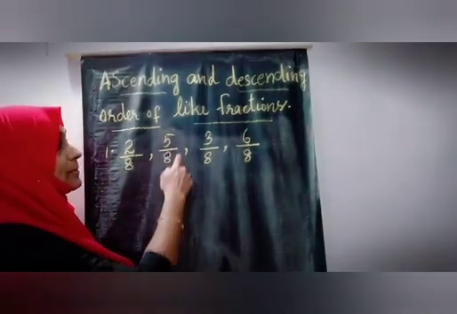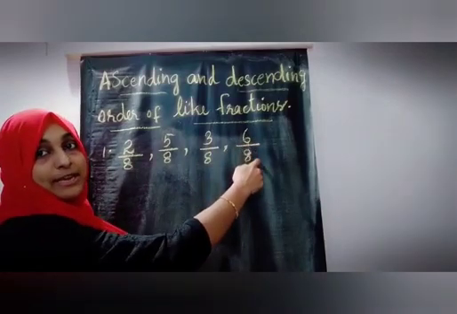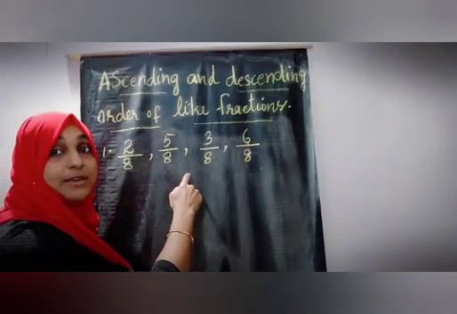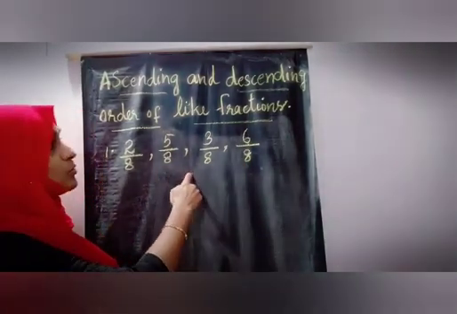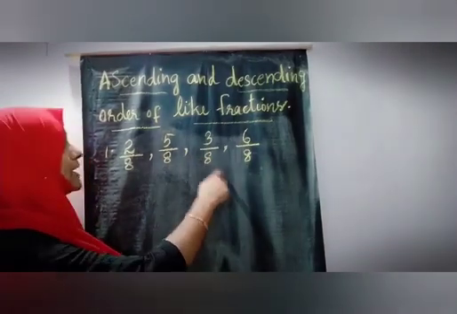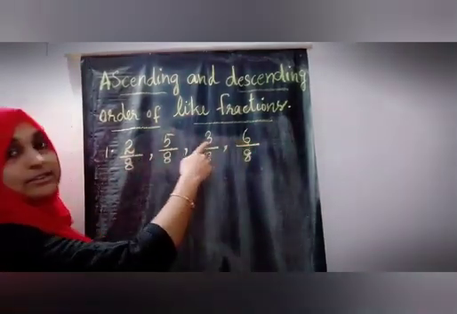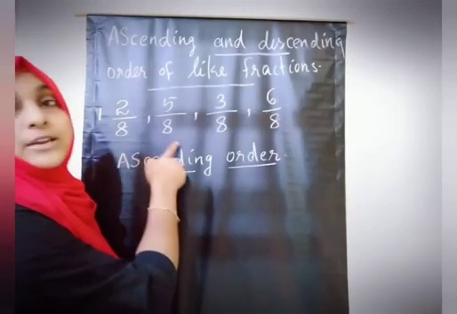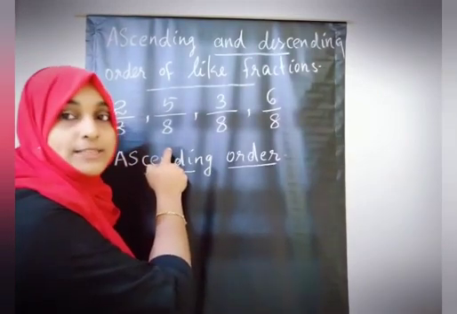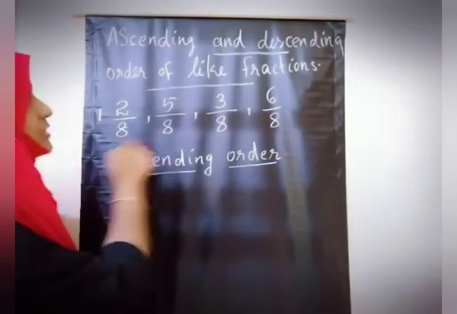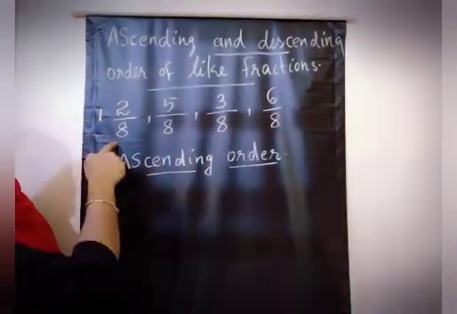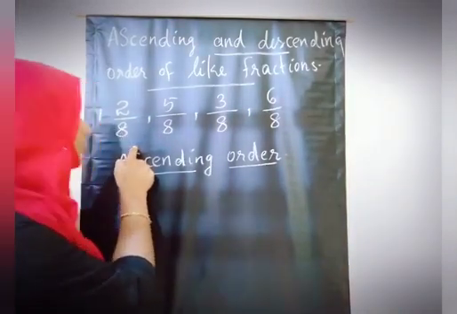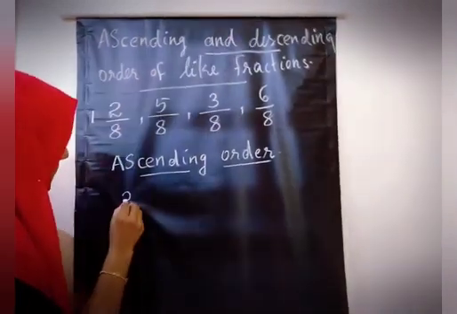2 by 8, 5 by 8, 3 by 8 and 6 by 8. These are like fractions because they have the same denominators. So in the case of like fractions, we consider the numerators. Here the numerators are 2, 5, 3 and 6. The fraction which has the smallest numerator is the smallest fraction. Please check which fraction has the smallest numerator. Yes, 2 by 8 has the smallest numerator. So, we write 2 by 8 first.